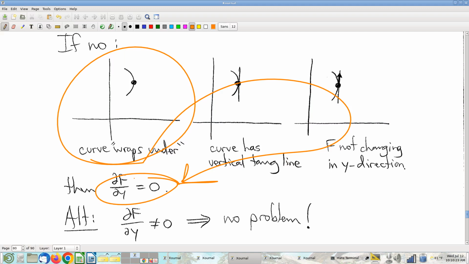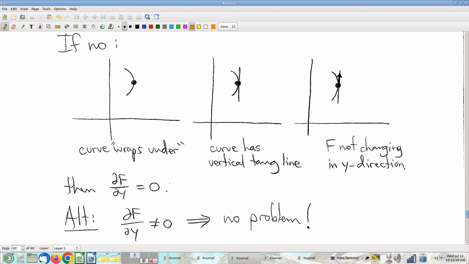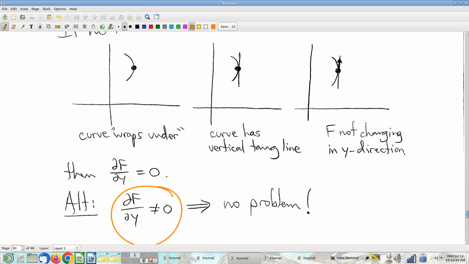P implies Q is equivalent to not Q implies not P. That's called the contrapositive. It's a convenient little logical construction. But in this case, the contrapositive is if the y partial is not 0, then that definitely doesn't happen, because if it did, the y partial would have been 0, and we're assuming it's not. So if the y partial is not 0, then there's no problem. None of this is happening, and therefore y is at least nearby locally I can think of as a function.